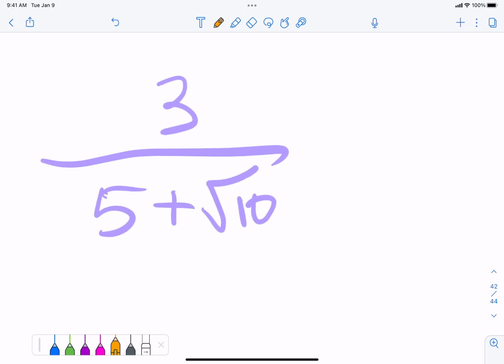Okay, next problem. 3 over 5 plus the square root of 10. This is the rationalize. I don't like the square root of 10 in the bottom, so get rid of him. That's gonna be on the test. Thanks, Luke. All of these are going to be on the test.